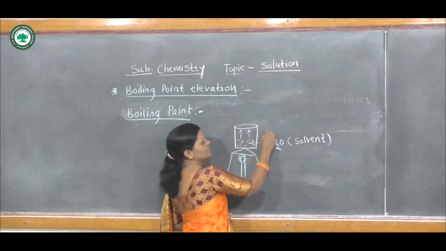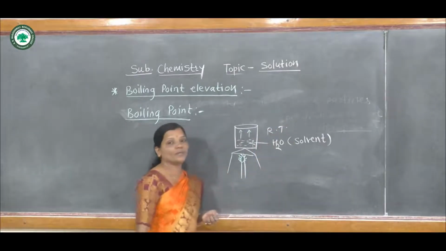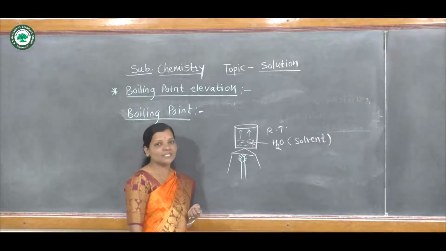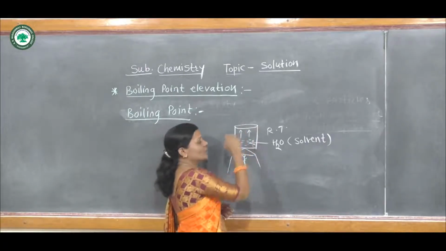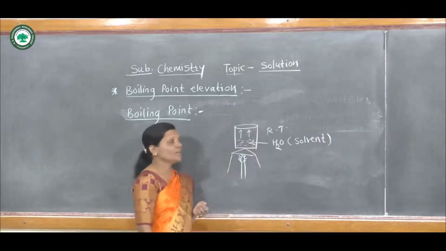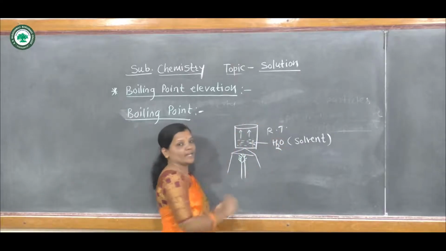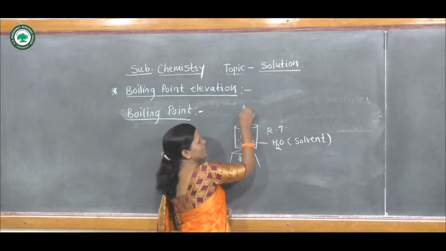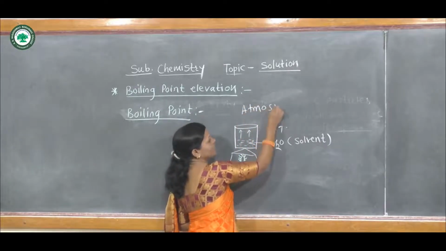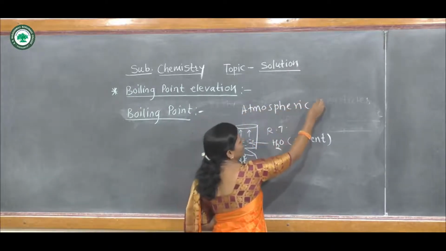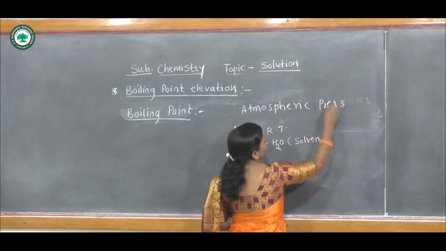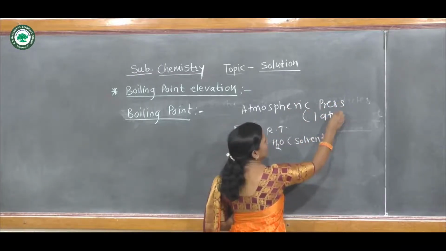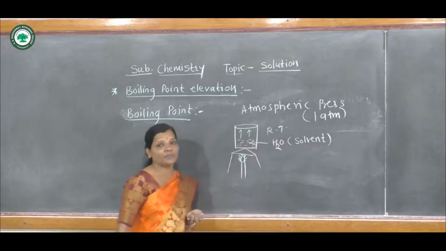Now we know that at room temperature, vapors of water move in the upward direction. At room temperature also, the vapors of water escape and move in the upward direction. But here outside the container, pressure is present. Which pressure is present? Atmospheric pressure is present, and that is near about 1 atmospheric pressure.